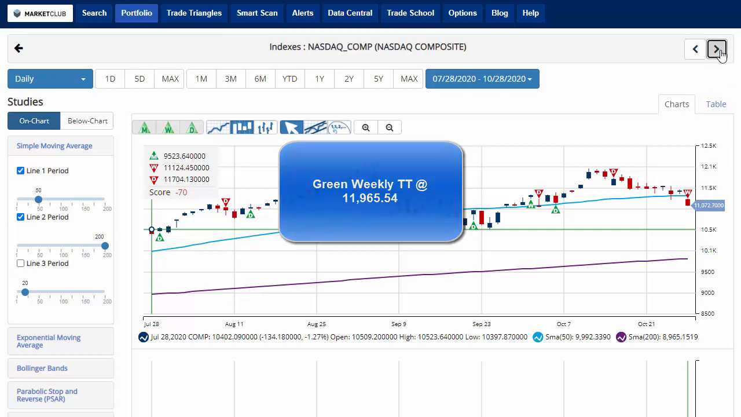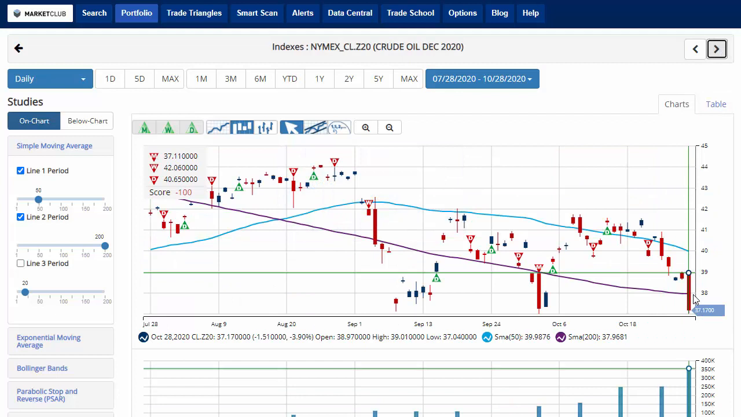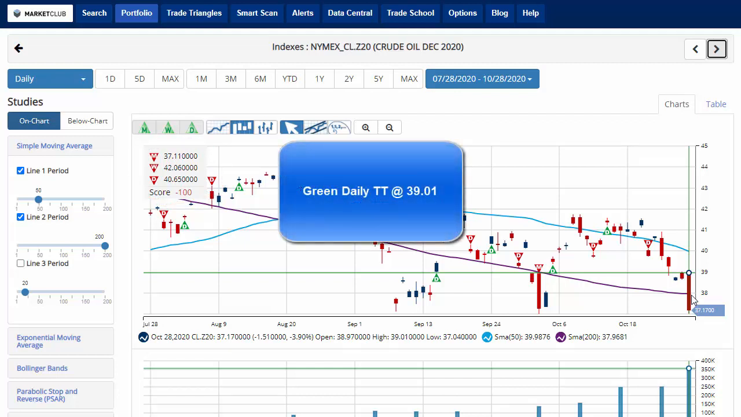Crude oil following suit, losing almost 4% today, trading at 37.17, down with a chart analysis score -100, indicating that we are now in a long-term downtrend for crude oil. Key level to watch should be 39.01. A move above that level would issue a green daily trade triangle, indicating a move back to a short-term sidelines position for crude oil.